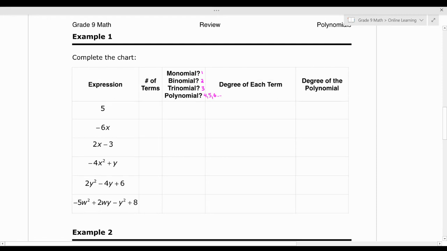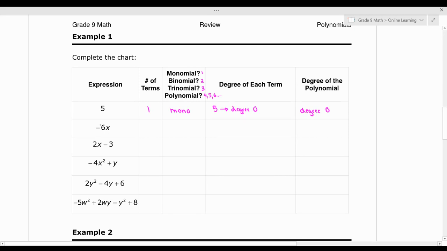So first one, we just have a number 5. So that's just a constant. Well, clearly there is one term. There's only one term, so it's going to be a mono. And I'm just going to put mono. Degree of each term, there is only one term. So the term is 5, and it is degree 0. And then if you only have one term, and if its highest degree is 0, then technically the whole polynomial would also be degree 0.